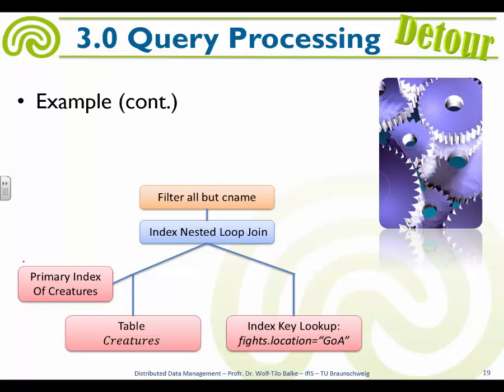So for our example, at the end, what we have as an execution plan is the following. We have an index that looks at the fight's location. So this is done very quickly. Then on the table creatures, what we have is just the primary index to get a final join, and we decide to do a nested loop join to finally do the projection. So this is what happens for this specific example.